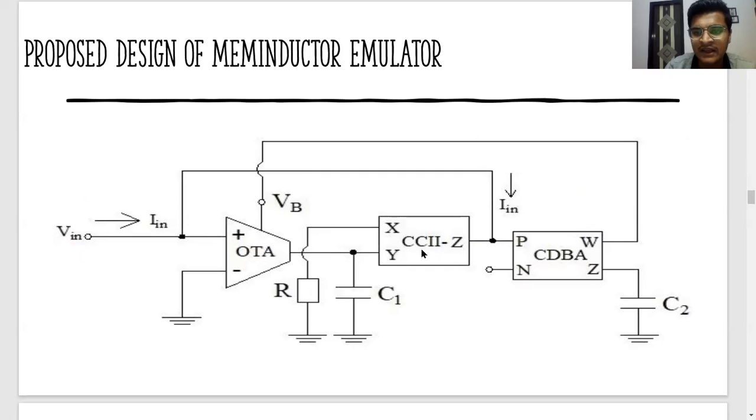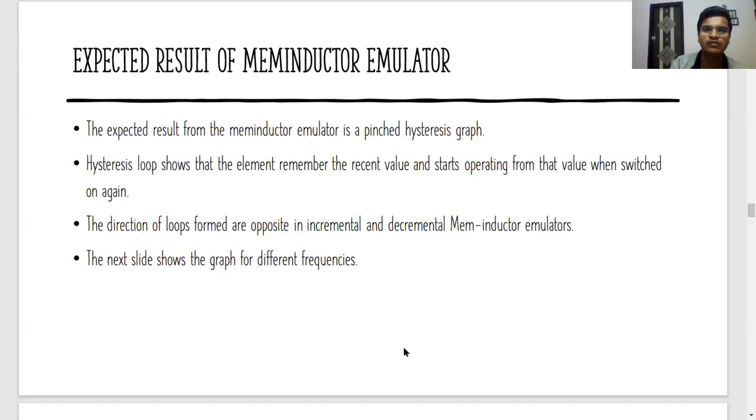We are using an OTA, second generation current conveyor and CDBA along with some linear passive elements like capacitor and resistors. And the V in by I in, that is the impedance we got for this circuit, is S times a constant, which mimics the property of an inductor. Now moving forward, what is the result that we expect from the MEMELEMENTS emulator?